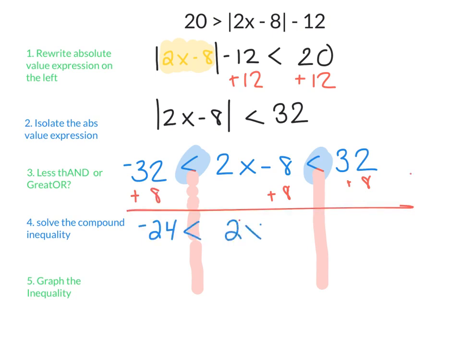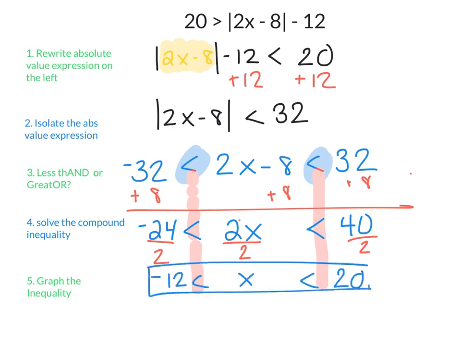Still have a 2x in the middle, and 32 plus 8 is 40. Okay, so again, looking at the middle, I need to get x alone, so I am going to divide by 2. Because I'm dividing by positive 2, my inequality symbols won't change. This gives me negative 12 is less than x, which is less than 20. This is known as my solution.